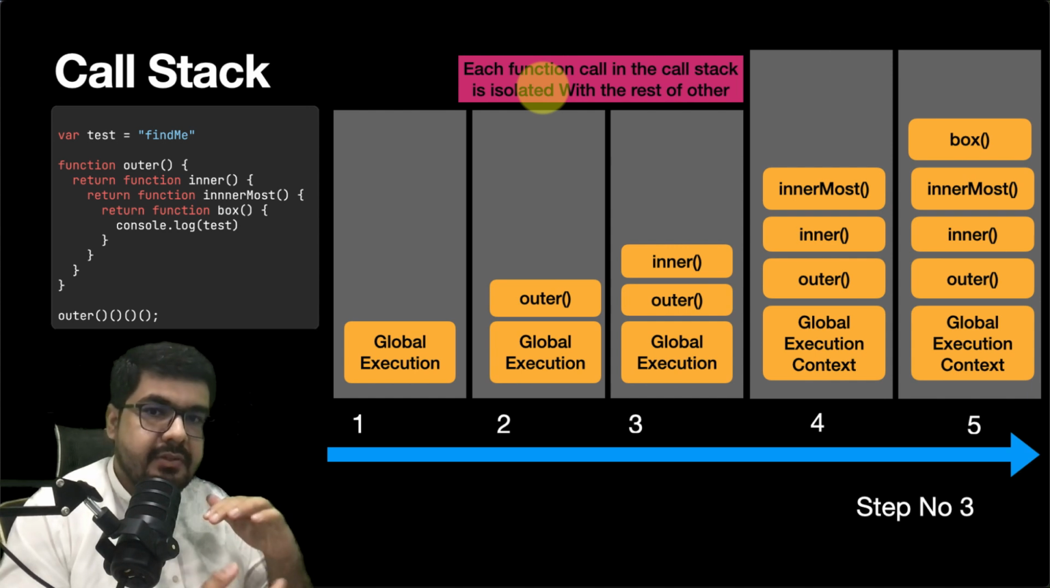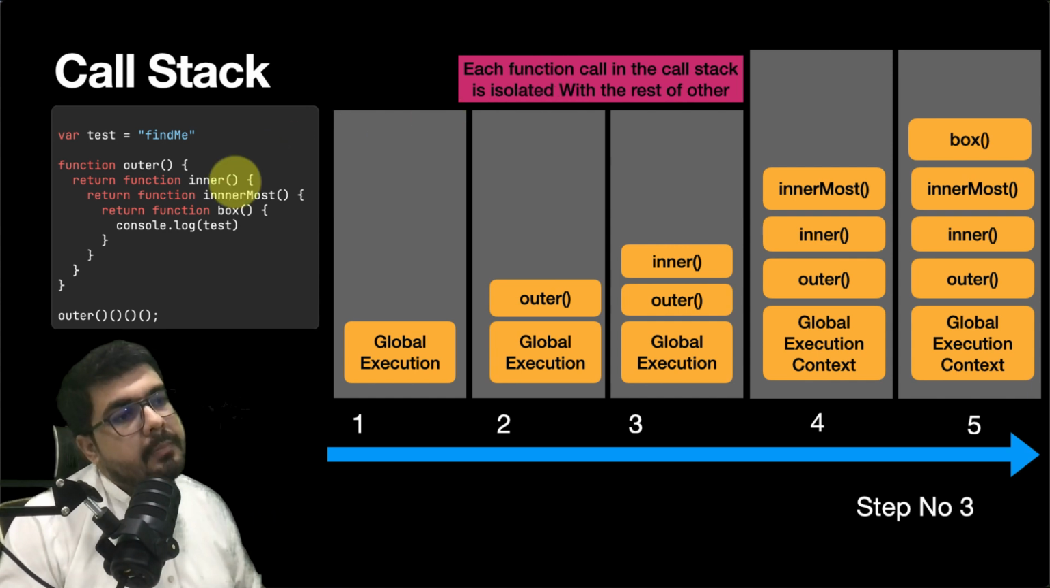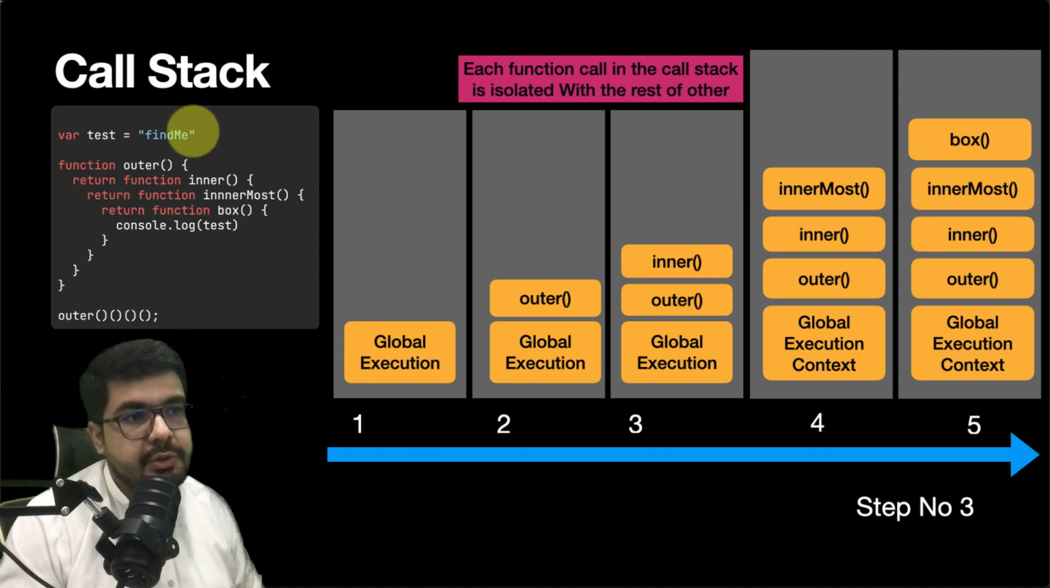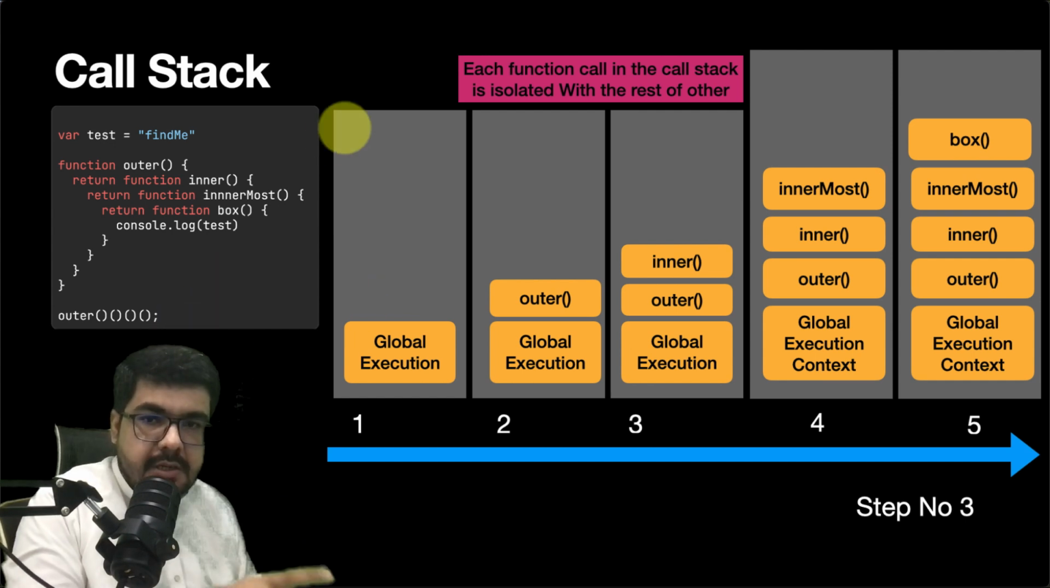But if these things are isolated, how come this test variable is being accessed, which is available in the global execution context? This test variable resides inside the global execution context. So how can this box access something which is available in the global execution context? And that is where the scope chain comes into the picture.